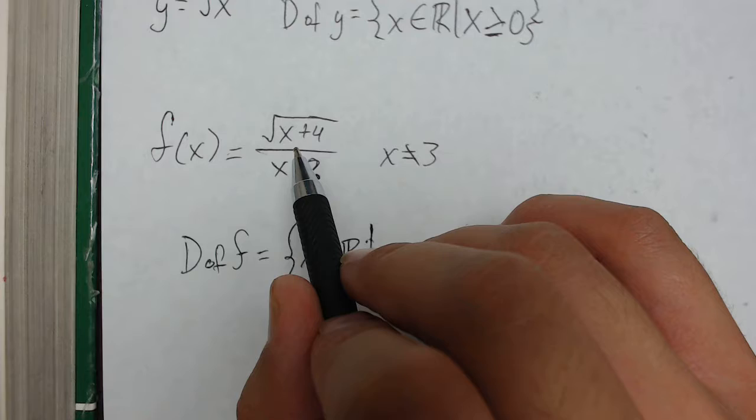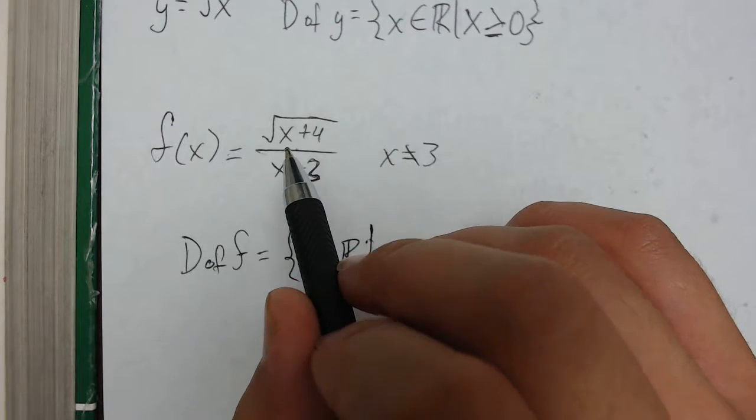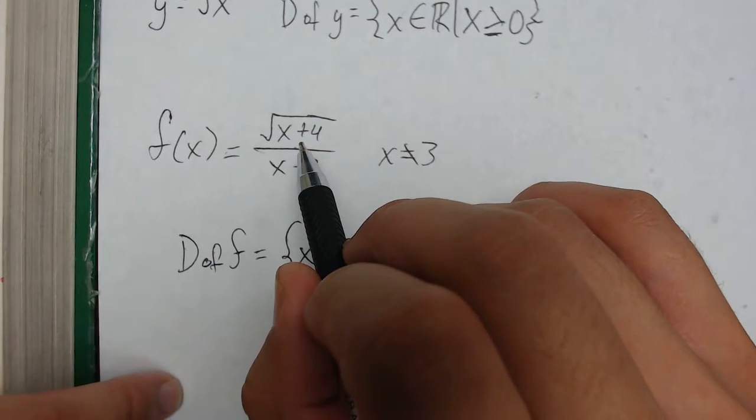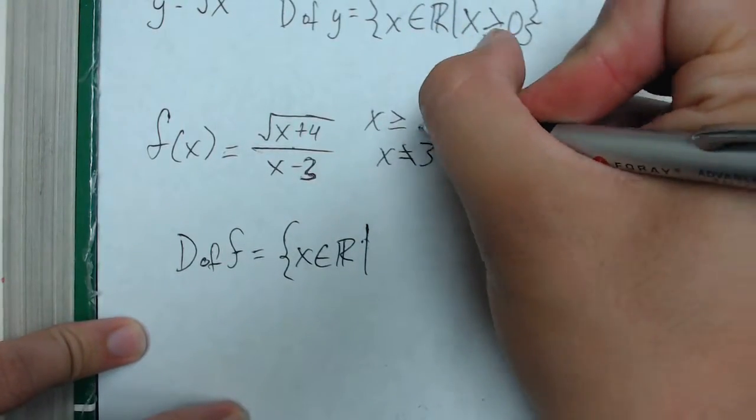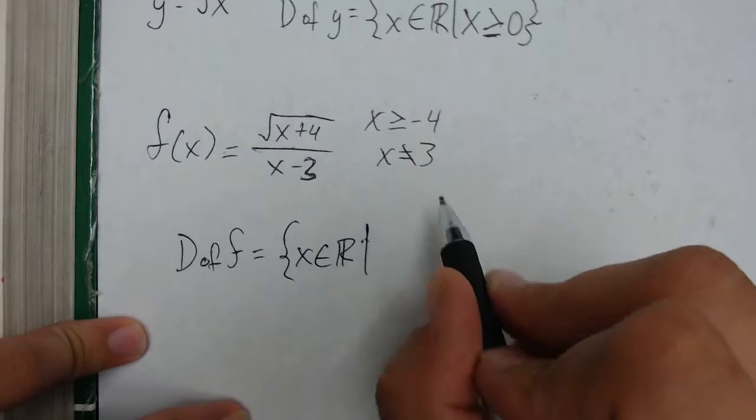So x can be equal to or greater than negative 4. So this one is going to be x is greater than or equal to negative 4. And that's our two criteria.